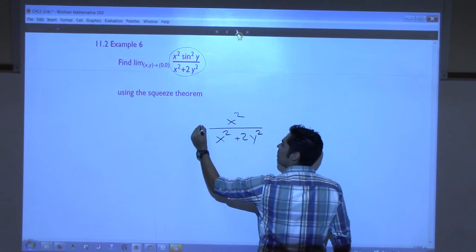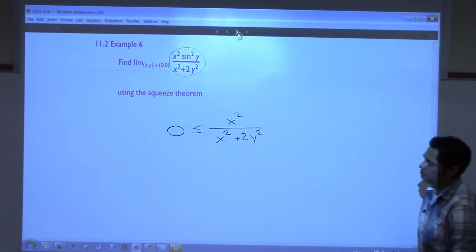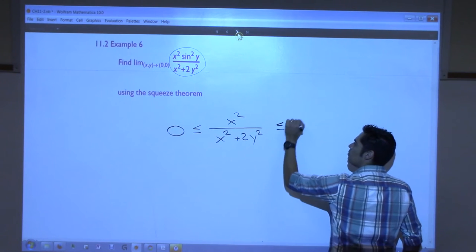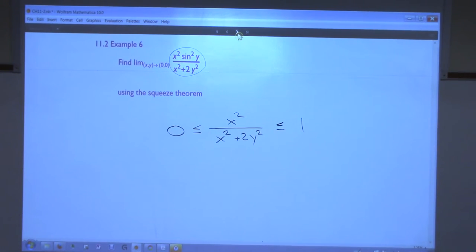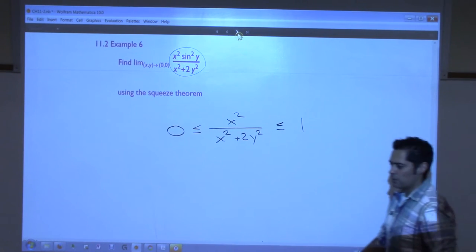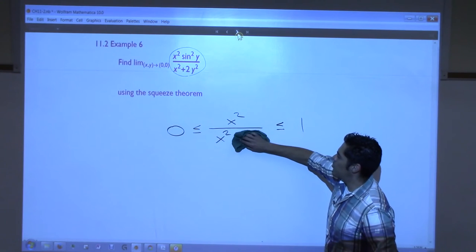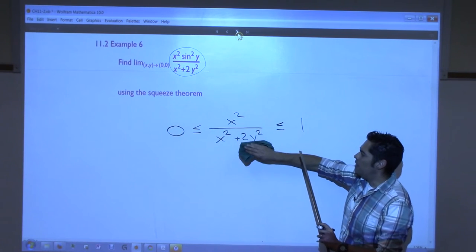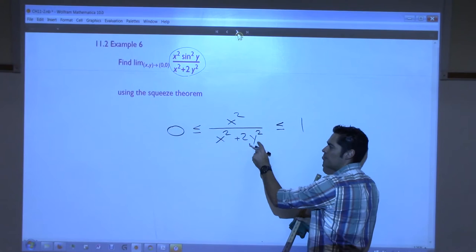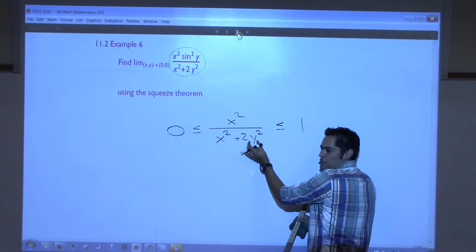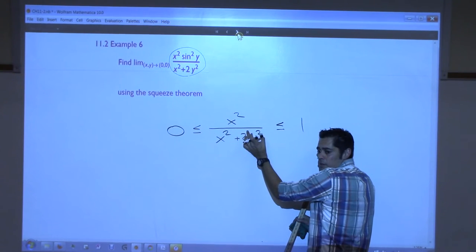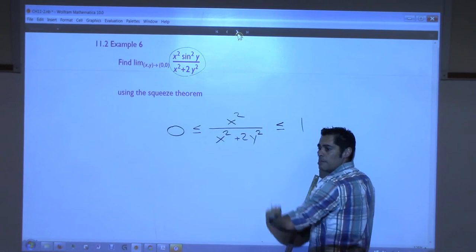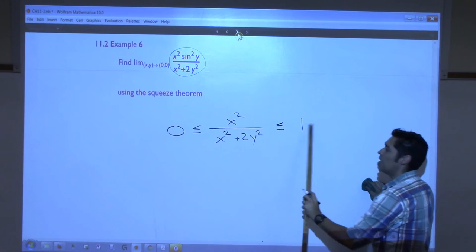Do you agree that that quantity is greater than or equal to zero? Yes? Do you all agree with that? And do you agree that that's also less than or equal to one? That's a little bit more difficult to understand, maybe. If I cover up this 2y squared, what's x squared over x squared? One, and then there would be equality, wouldn't there? Now, if I put a number in here, I'm adding 2 times y squared. This number, the least it could ever be is 0, right? Other than that, it's going to be a positive number. Added to x squared, this denominator would get bigger, right? If the denominator gets bigger, the ratio gets smaller. So this rational expression must be less than or equal to 1, right?